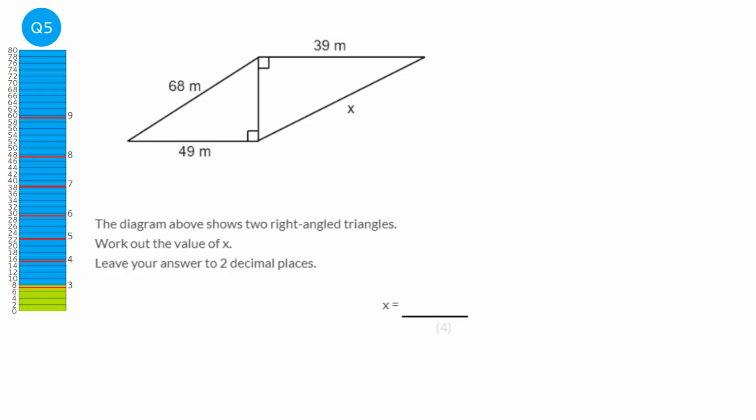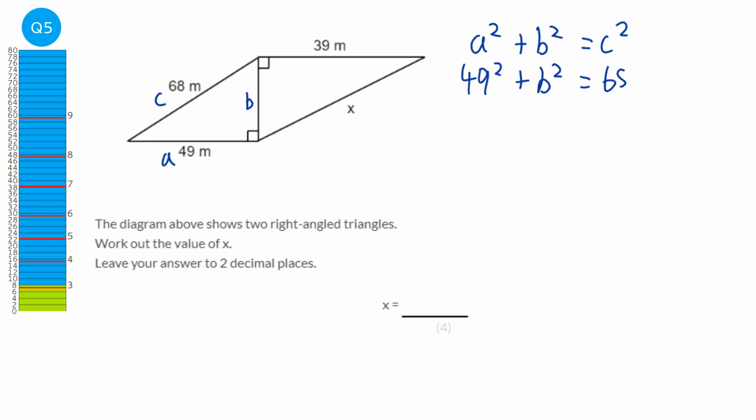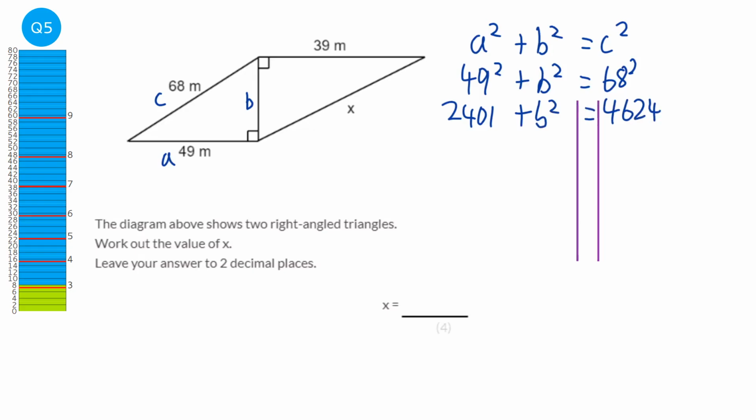We can't work out what x is straight away, but we can find this value here. And we know with Pythagoras we can find a third length if we've got the other two in a right angled triangle. So a squared plus b squared equals c squared, and a and b were labelled. C is always opposite the right angle, so it'd be 49 squared plus b squared equals 68 squared, and 49 squared is 2401, and 68 squared is 4624.